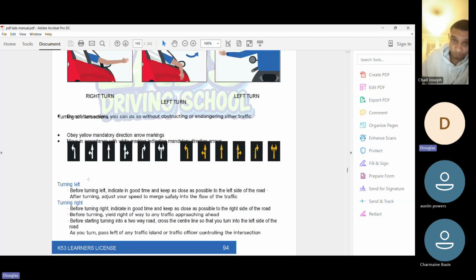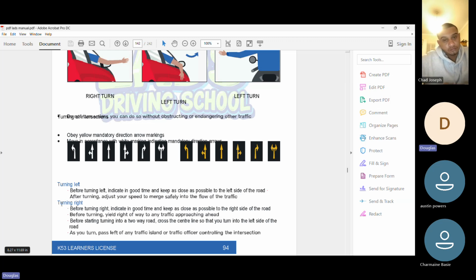Turning left. Before you turn left, indicate in good time and keep as close as possible to the left side of the road. After turning, adjust your speed to match safely into the flow of the traffic. So meaning you overtake quickly or you overtake slowly, you need to adjust your speed so that you don't end up disrupting traffic. Turning right.